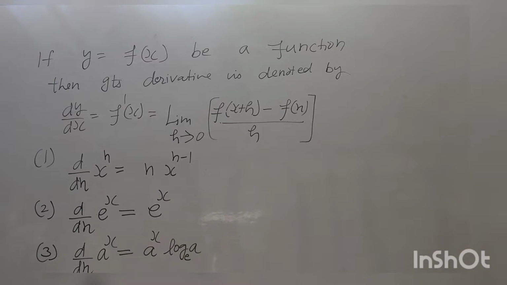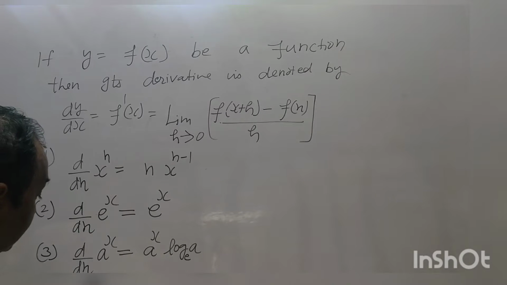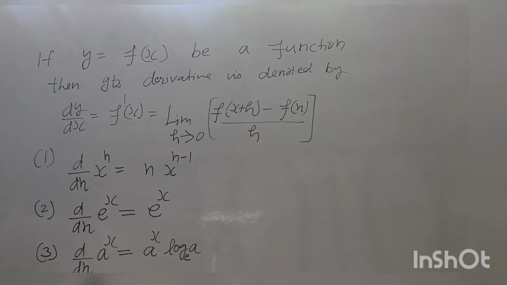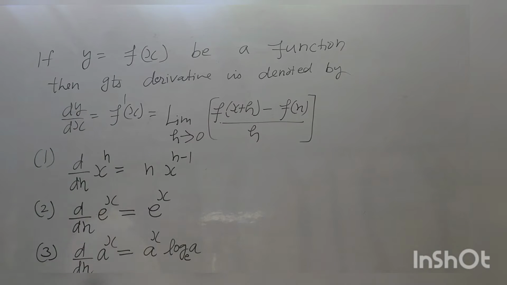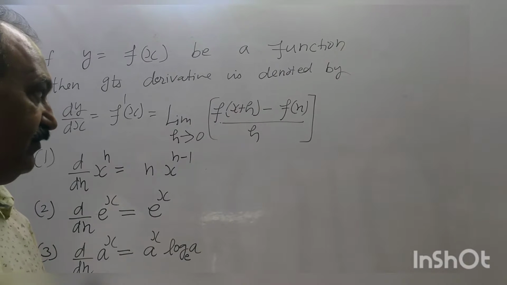And fourth is d upon dx of log of x, that is equal to 1 by x. Log of x का डेरिवेटिव होता है 1/x. 1 by x is the derivative of log x. So you have to claim these formulae. You can derive these formulae by the first principle also, first time, and then you can claim them and you can apply them in the questions. That's all.